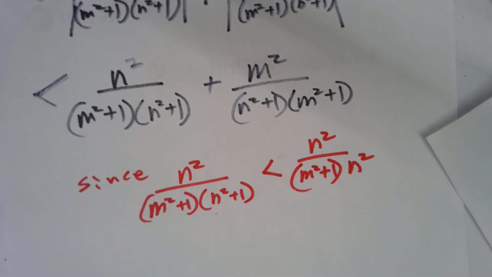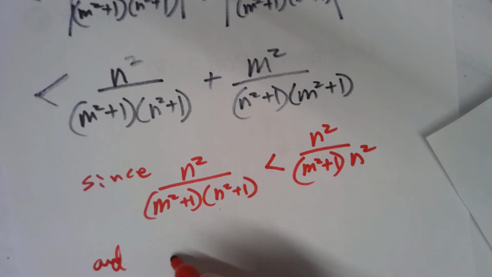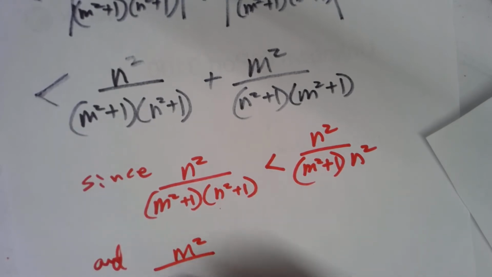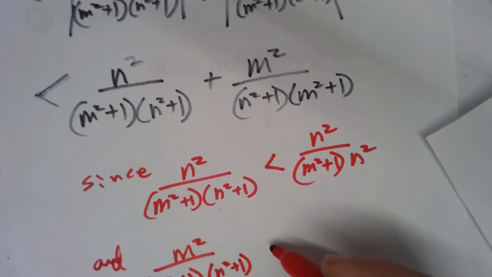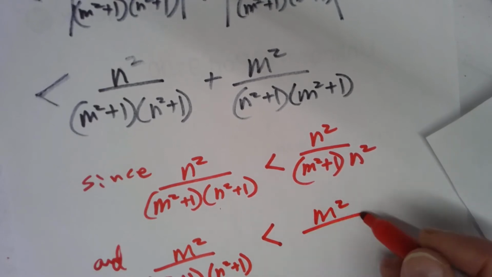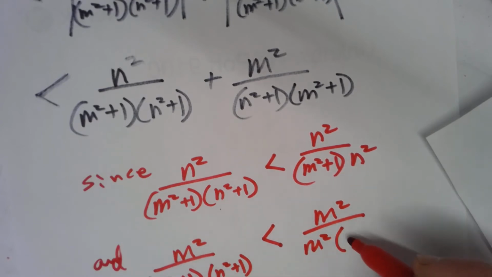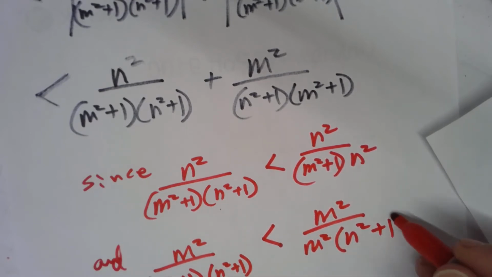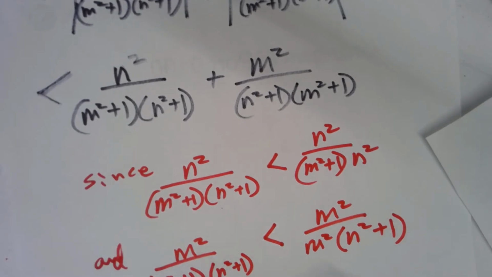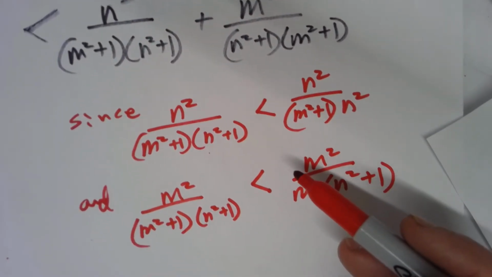So we can say the same thing with the m squareds. m squared over m squared plus 1 times n squared plus 1 is going to be less than m squared over, now we're just going to have m squared instead of m squared plus 1, times n squared plus 1. So this denominator is larger, so the fraction is going to be smaller. Well, why do we want to do that? Because we're trying to simplify.